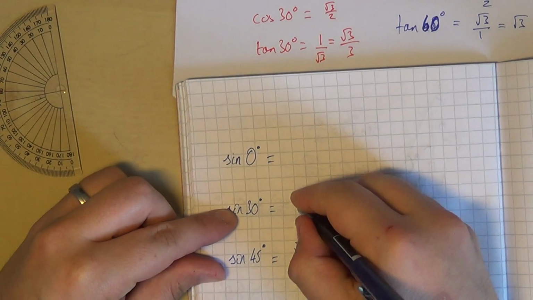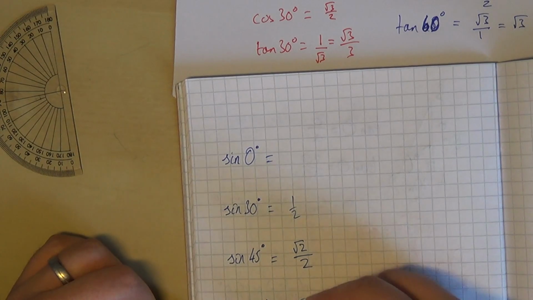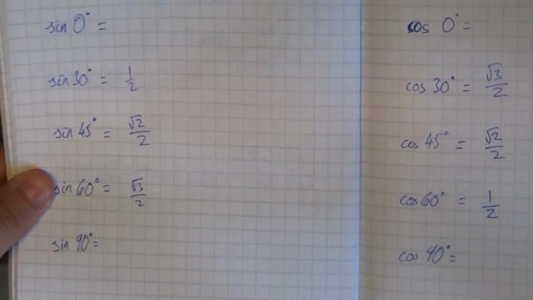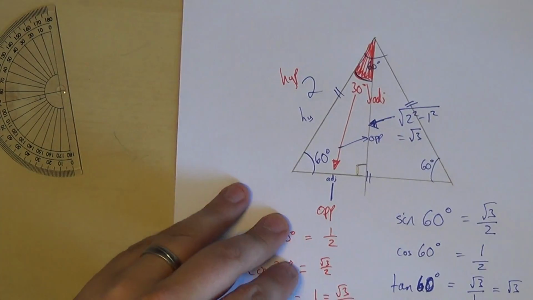The sine of 30 is a half, and the sine of 60 is root 3 over 2. Okay, so now we've got the weird ones, the zeros and the 90s. This is some information you'll need to have available for you, including for the tangents. Right, actual thinking required now.